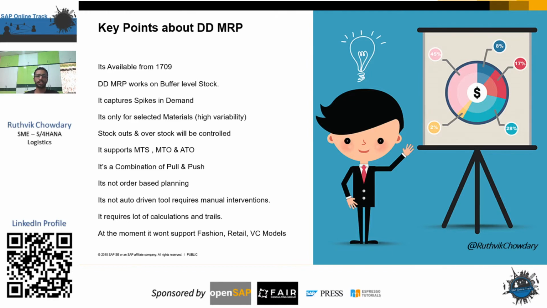Once I go into the demo system, I will show you how the configuration and parameters have to be set. There are a lot of aspects that need to be maintained, so it is not a single go. You activate DDMRP and classify the materials, but you can't say it is done and live. It requires trial and error, manual intervention for the first two to three months, and a lot of calculation trials. A single run won't do. At the moment it also won't support fashion, retail, and variant configuration models.